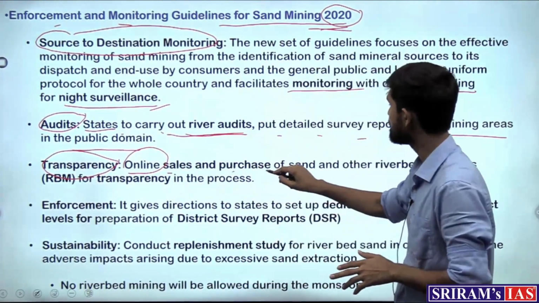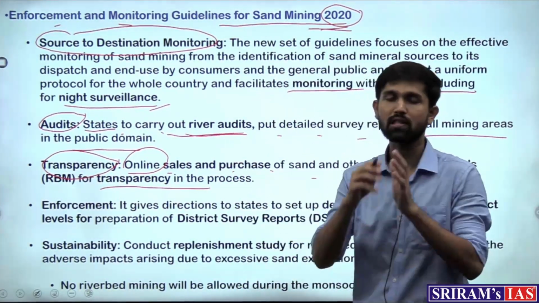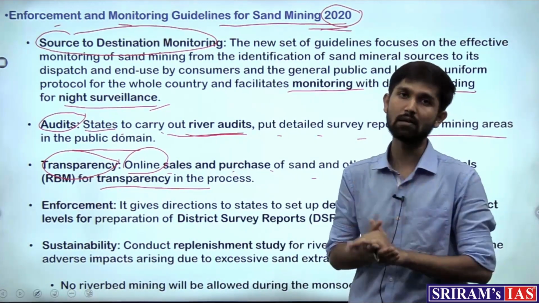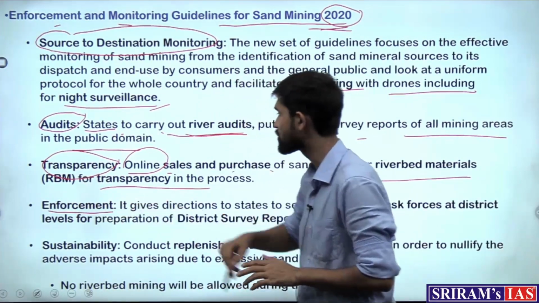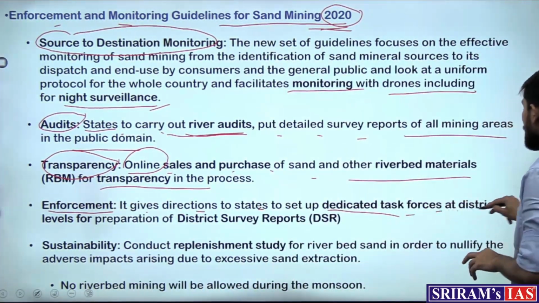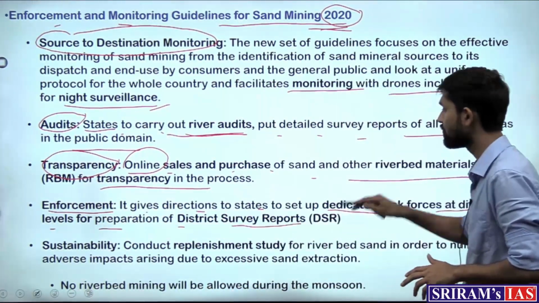So online sales and purchase of sand and other riverbed materials for transparency in the process. So the guidelines provide for transparency via the online sales and purchase of the sand and other riverbed material. And next is enforcement, wherein it gives directions to the states to set up dedicated task force at the district levels for preparation of district survey reports.